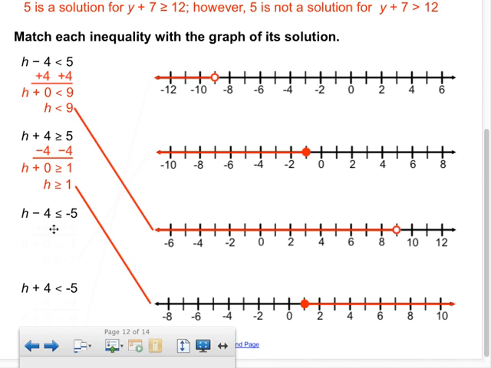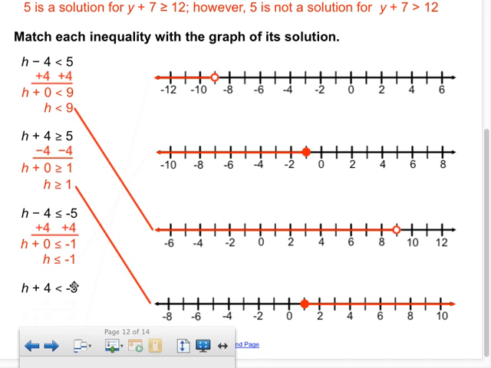Now, who can do this one right here? h minus 4 is less than or equal to negative 5. Can I get a volunteer for that one? Bryce, can you walk me through this one? What am I going to do? You're going to add 4. Right, I'm going to add 4 to both sides. And then what do I get back? What kind of 1? A negative 1, nice. And then so we have h less than or equal to negative 1.